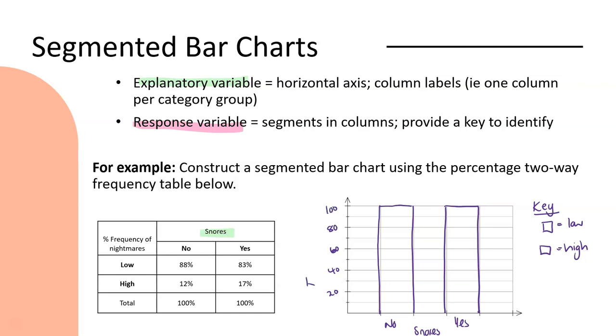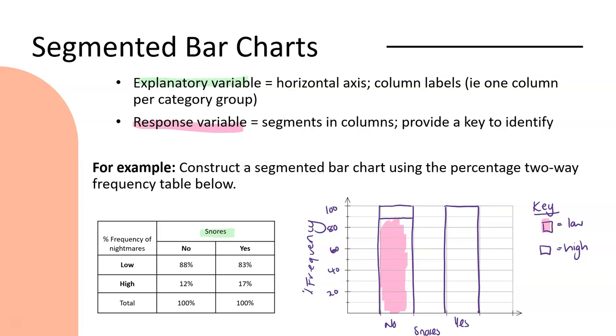And labeling that as our percentage frequency. And now we're ready to go and mark in our two groups within that column. So low goes up to 88% for our no's. And let's choose a colour or a pattern to represent our low.